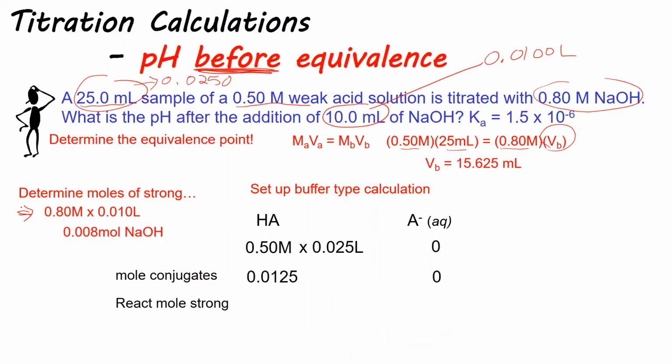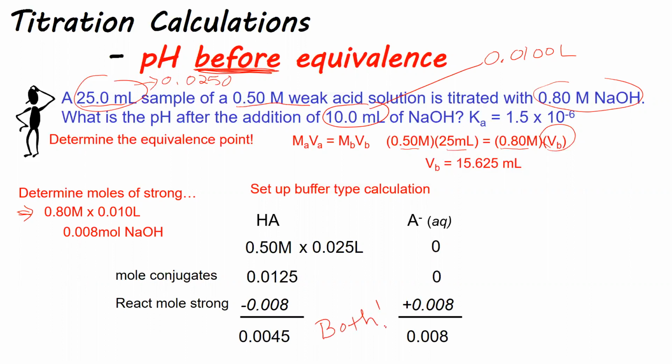So I'm going to react those. The strong base is going to react with the weak acid, so I'm going to subtract, and I am going to make the same amount of conjugate. So I get 0.0045 moles of HA and 0.008 moles of the conjugate. So I have both. That means I can use the Henderson-Hasselbalch equation. pH equals pKa plus the log of A minus over HA.